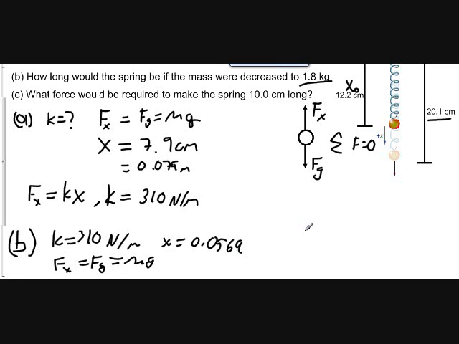Of course, we need to pause and ask ourselves what this means. Notice I used SI units. You can follow it through, and I'm going to get meters. So it looks like maybe the spring is 5.69 centimeters long.